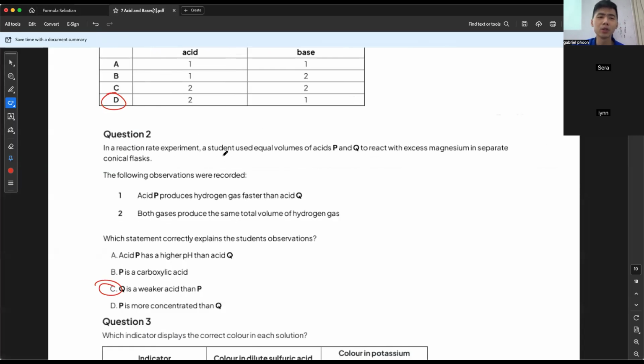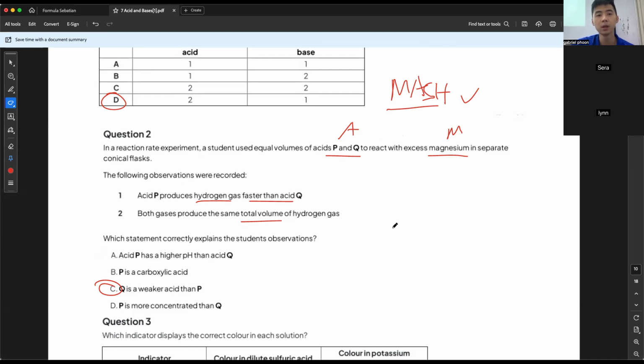In the rate of reaction, the student uses equal volume of acid P and Q to react with excess magnesium. Once again, this is going to be a metal and this is going to be acid, right? So roughly, I think it's going to be somewhere around here, but let's just continue with the question. The following observations were recorded: acid P produces hydrogen gas faster than Q, which makes sense. Both acids produce the same total volume of hydrogen gas. And after that, which statement correctly explains the student's observation?